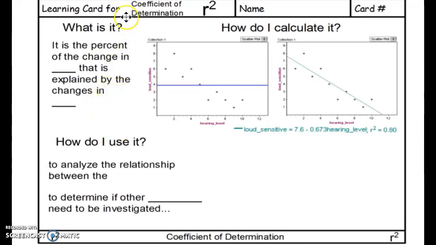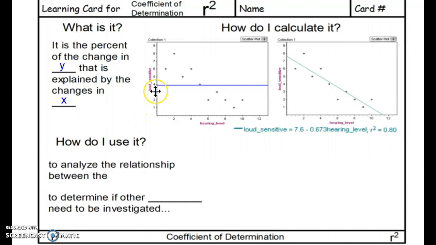All right, let's take a look at our learning card for the coefficient of determination. The coefficient of determination is r squared. Well, what is it? Well, we can define it like this. The coefficient of determination is the percent of change in y that can be explained by the changes in x.